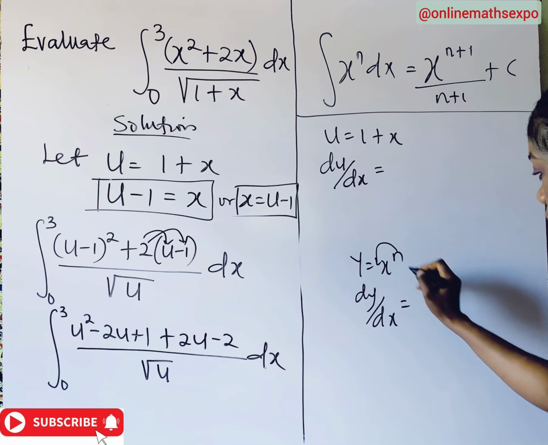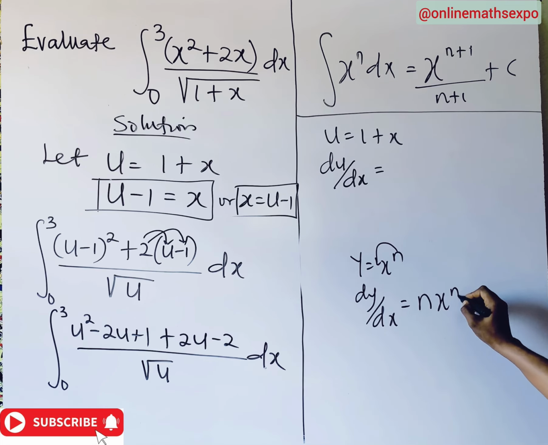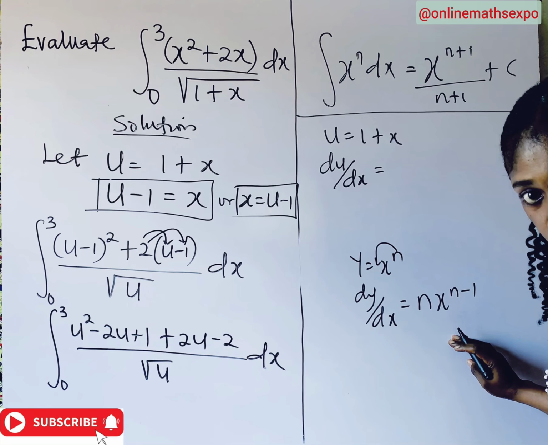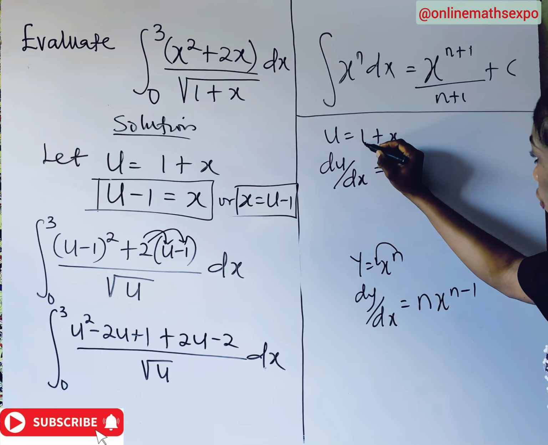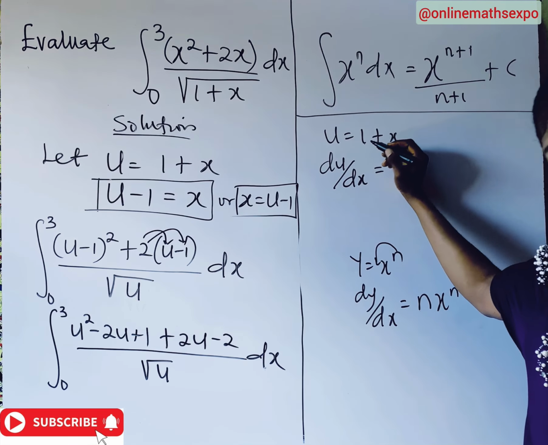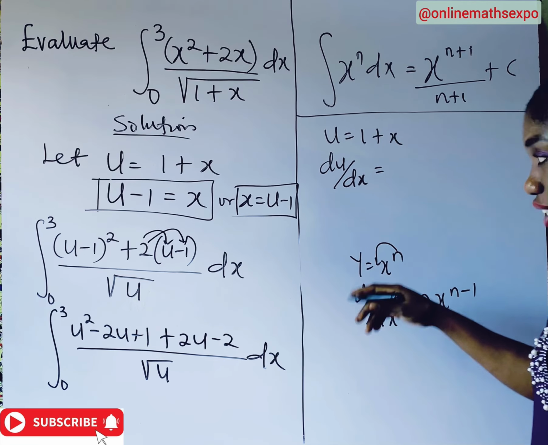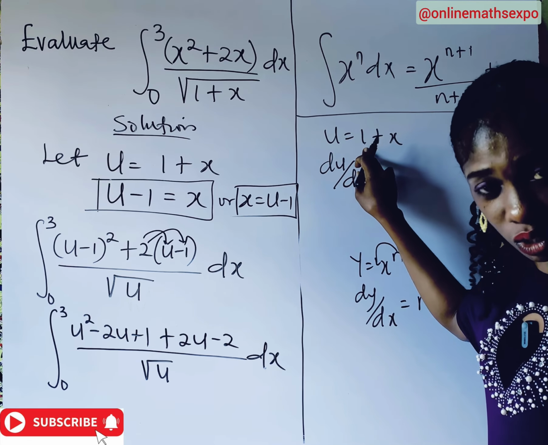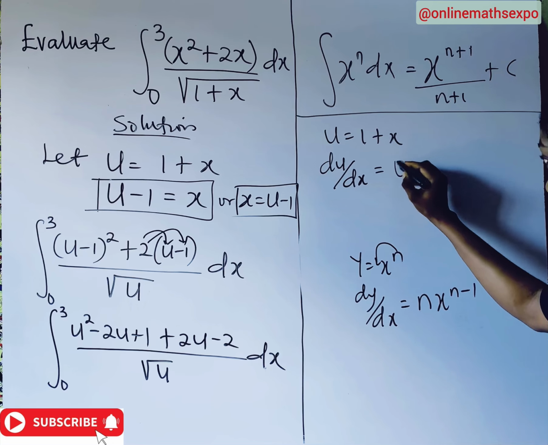Use the power to multiply and then take 1 from the power. This is for your differentiation. So in that case, if you differentiate 1, if you want to know more about differentiation, check the link in the comment. Each time you differentiate a constant, which 1 is one of them, it gives you 0.